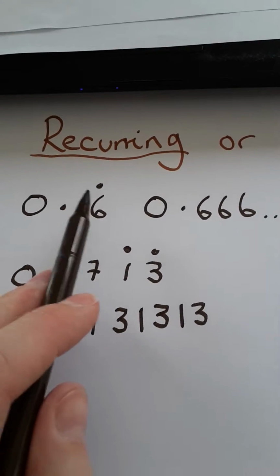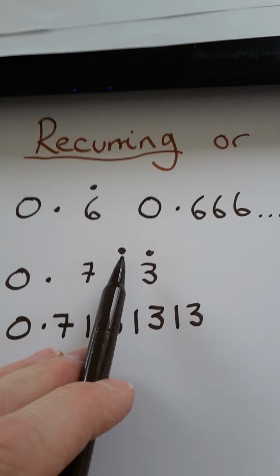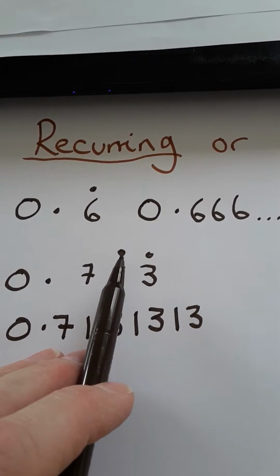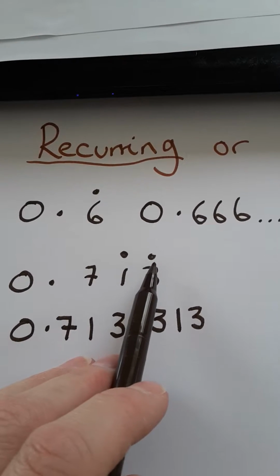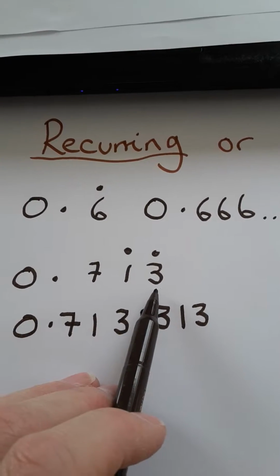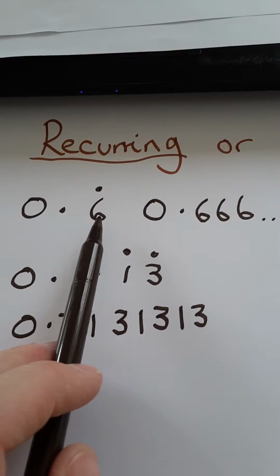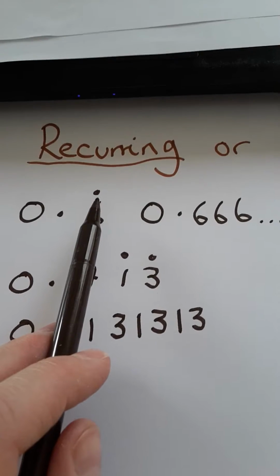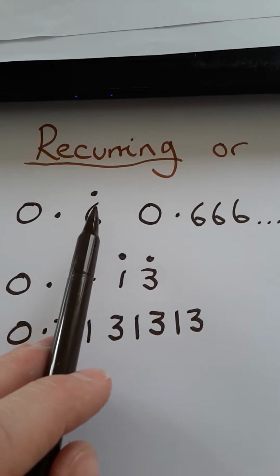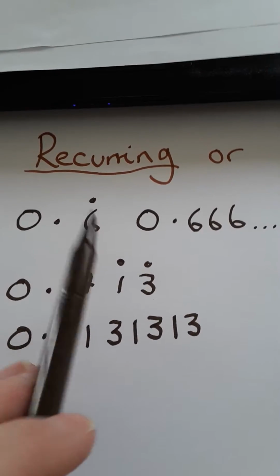Notice that this one just has 1 dot and this one has 2 dots. The first dot signifies your start of your recur, and your end dot, your second dot, tells you when it's finishing. This one though only has 1 because it's just one number that's recurring, so the start dot and the end dot are in the same place, so therefore you only see 1 dot because they're covering each other over.